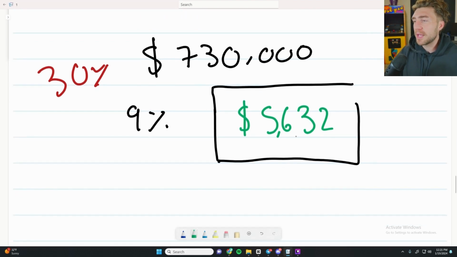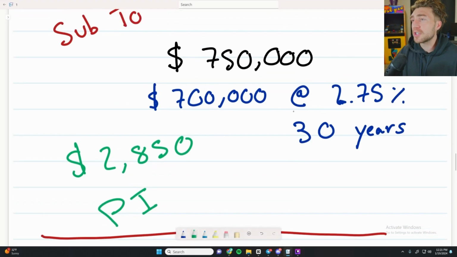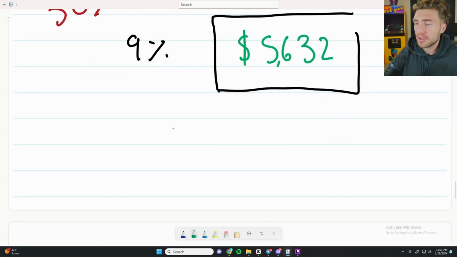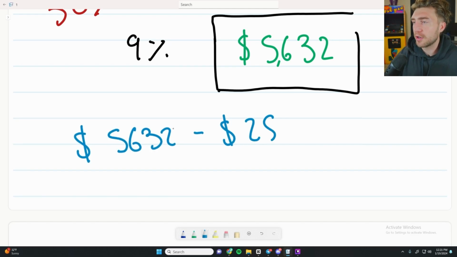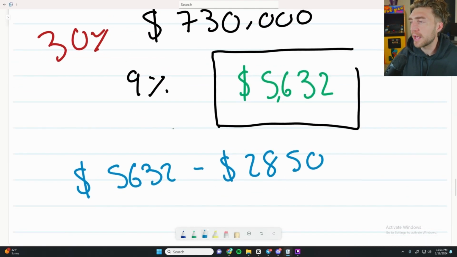So if you're charging them $5,632 a month, they're still paying the taxes and insurance on their own. They're still paying the maintenance. They own the house. They're paying all the costs. They're just paying you $5,632 per month. Then you're going to subtract that by the $2,850. And now that gives us our spread. That's all we had to do. We had to calculate using an amortization calculator how much our first loan costs, and then how much we're going to sell or finance it at per month. And then we calculate our spread.